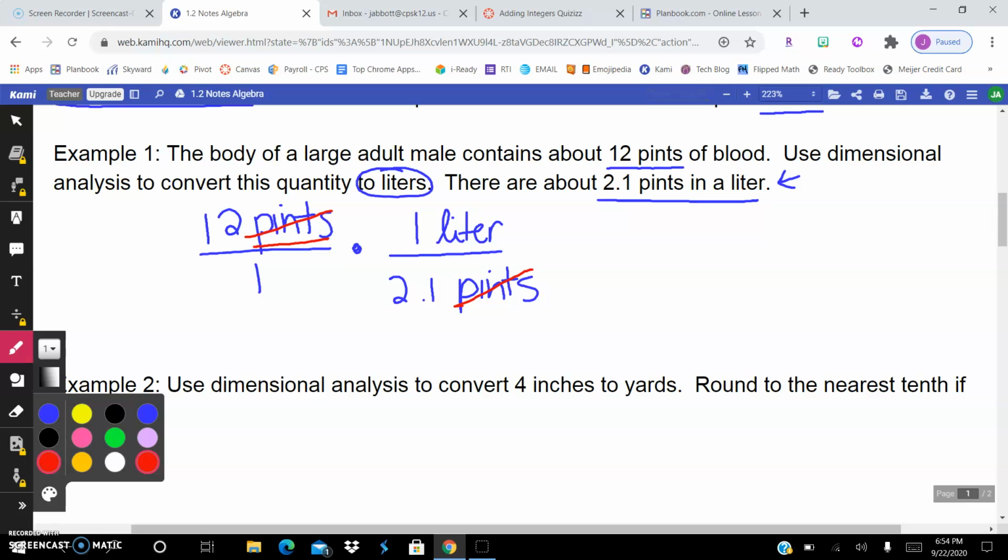So now we take this and we multiply across the top. 12 times 1 is 12, and 1 times 2.1 is 2.1. And then you divide that. 12 divided by 2.1 is about 5.7, and our unit is liters.